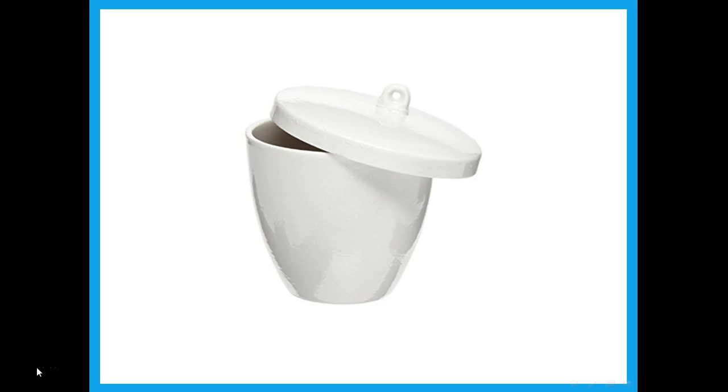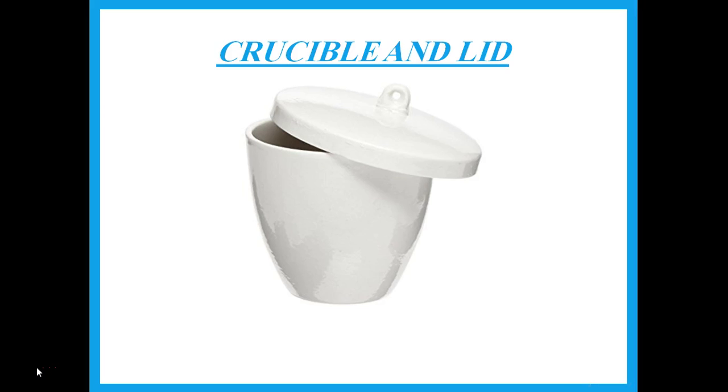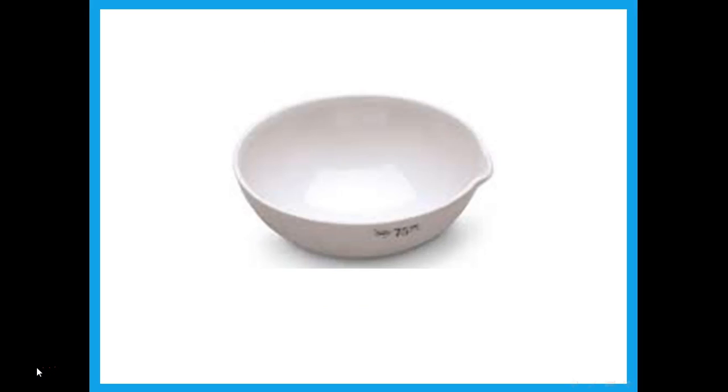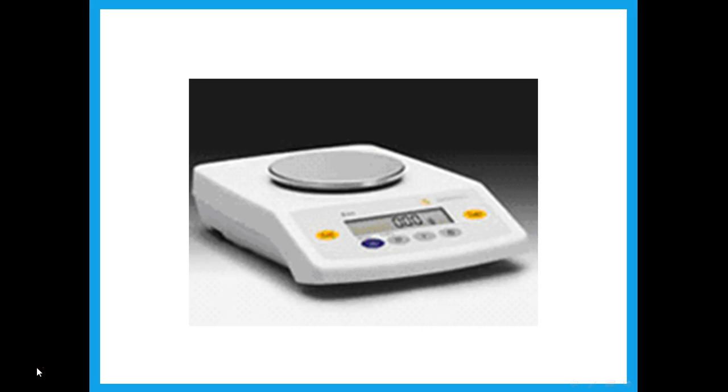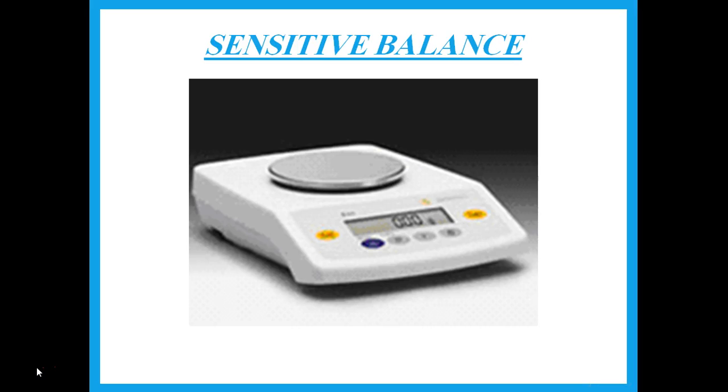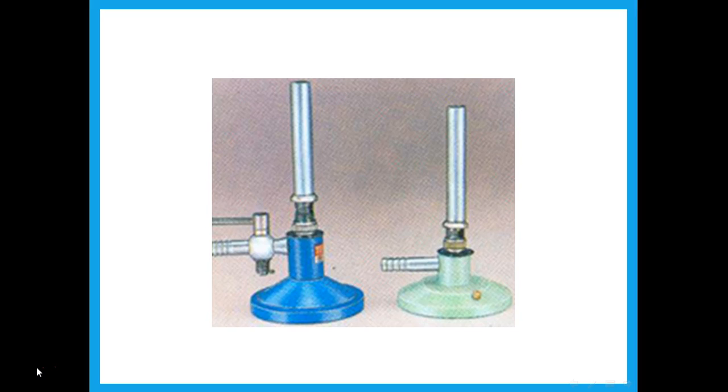What's this? It's actually a small container with a cover, and we use it to heat something like solids or something that gives out a vapor. So this is called a crucible and its lid. Okay, this is something else that we use to heat solutions in. This is called evaporating dish. This, of course, is what? This is a sensitive balance.